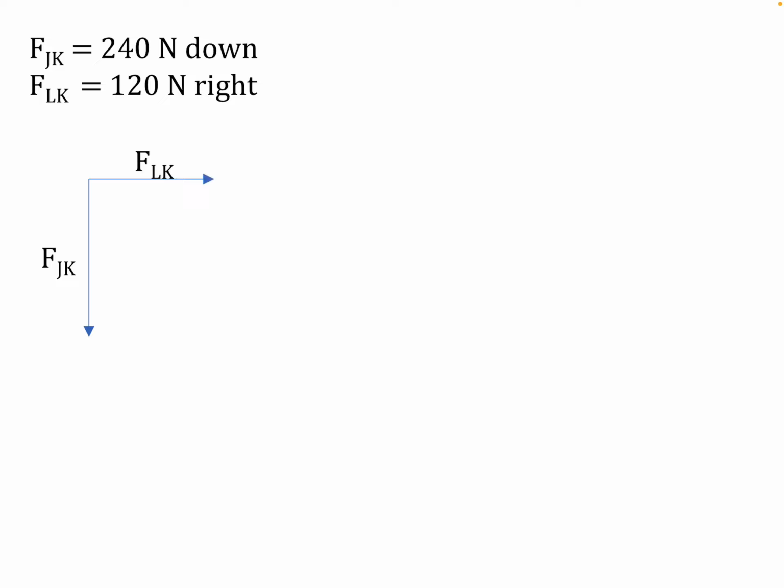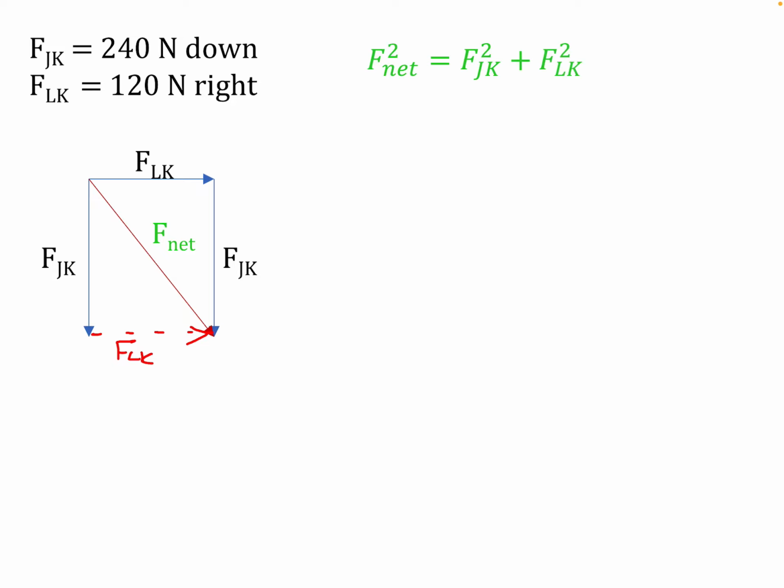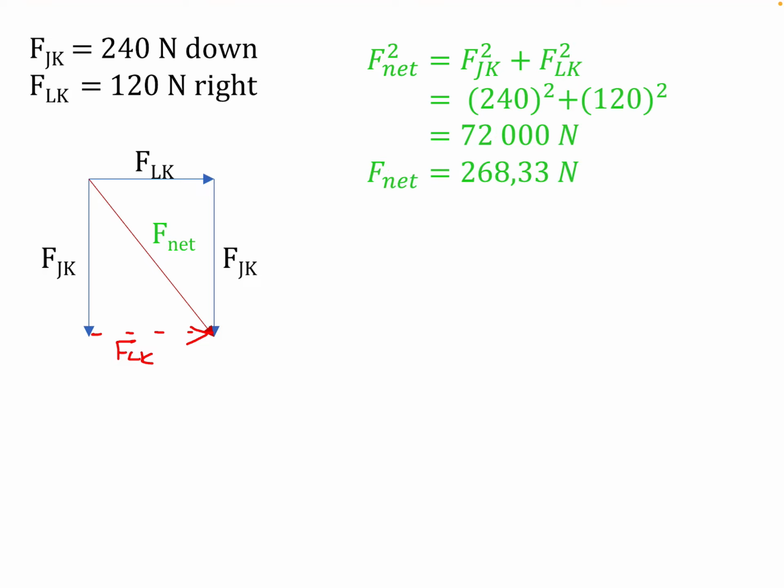Now, this you've seen before. These are forces at a right angle. We draw them into a parallelogram. So this would also be where FLK is. F net is the diagonal, which means we're going to use Pythagoras. F net squared is FJK squared plus FLK squared, 240 squared plus 120 squared, 72,000. We square rooted: 268,33 newtons, but we're not done.